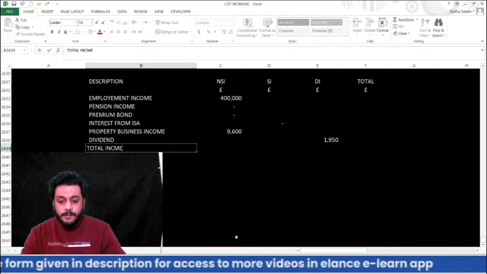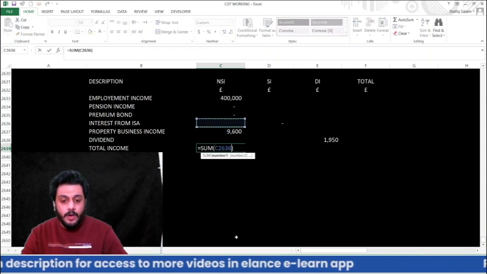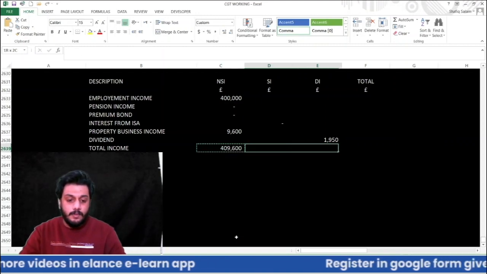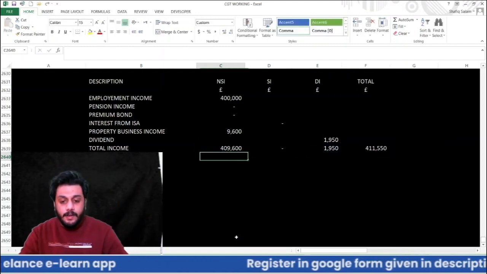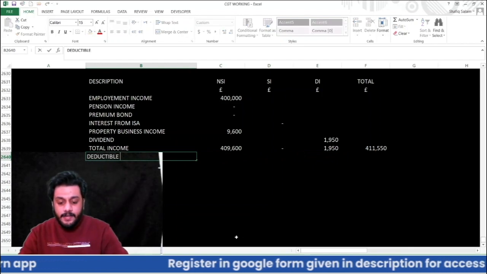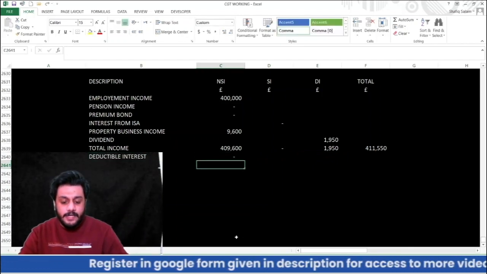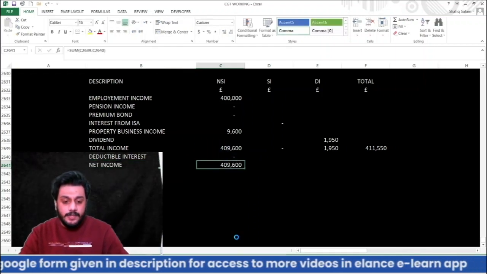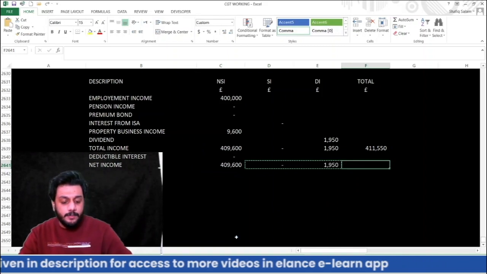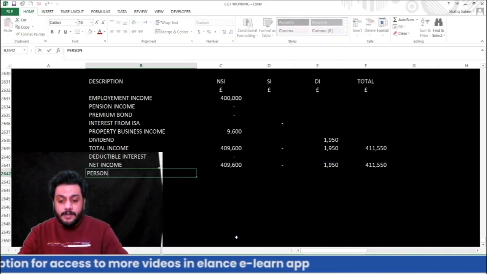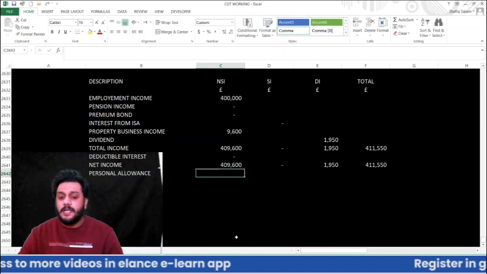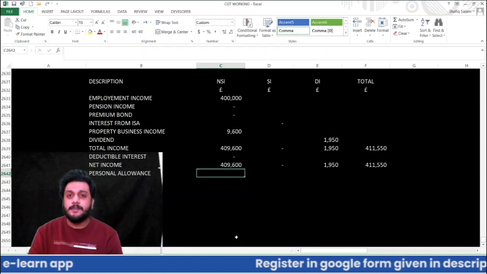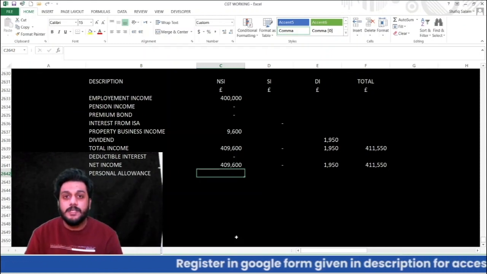Now we can do total income, which is simply the sum of all these figures. Right. After that, deductible interest, if any. There is no such deductible interest you can see here, so I will be putting 0. After that, you will be getting net income. Net income is the same as the total income since there is no deductible interest. And after that, we will be deducting personal allowance. I know there is no personal allowance applicable in this question since his amount is more than the limit. But I'll be writing these items. You know why? Because these items will give you the step marks.